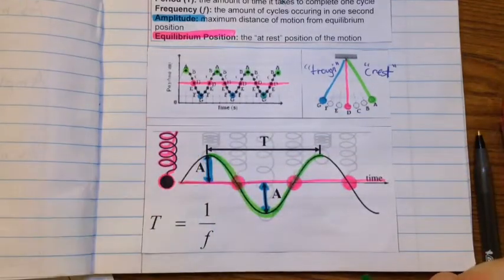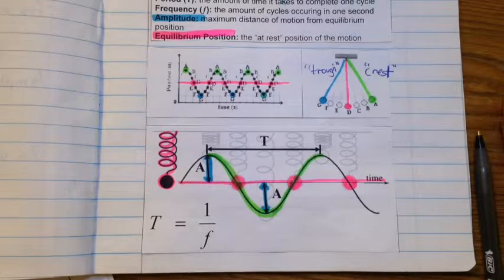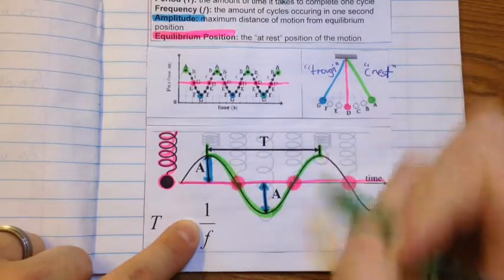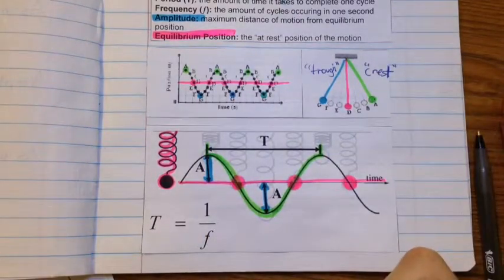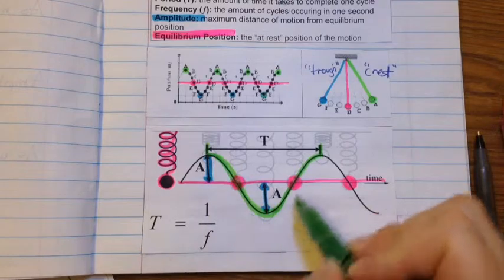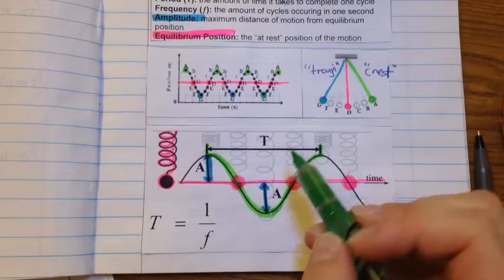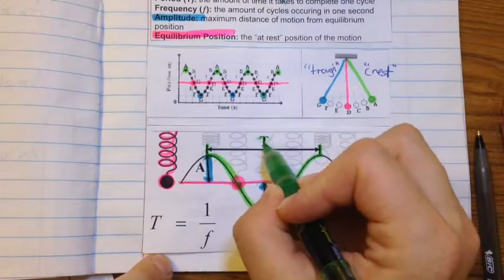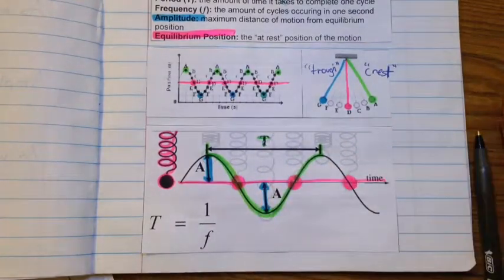Why didn't we start from the very beginning? Good question. Because we're looking at from here to here, and that's one cycle. And the time it takes to accomplish that one cycle, that's the period.